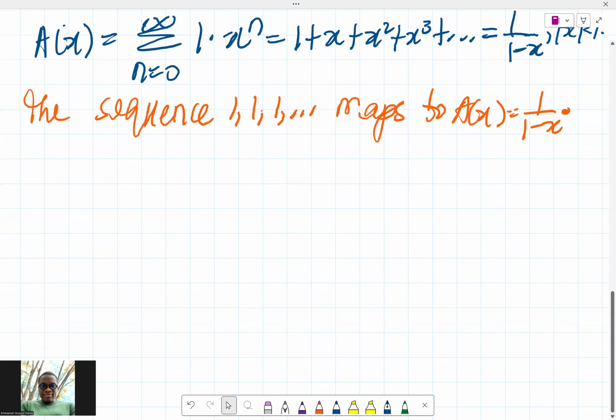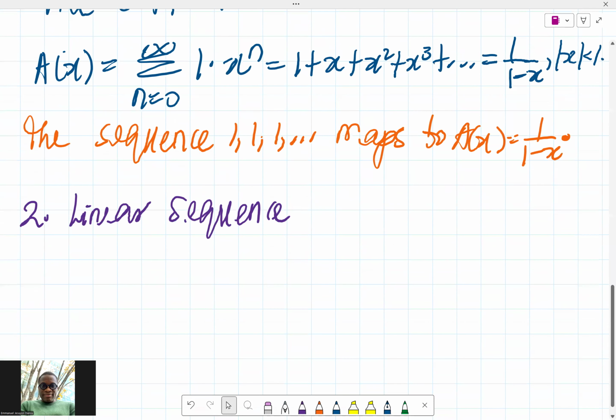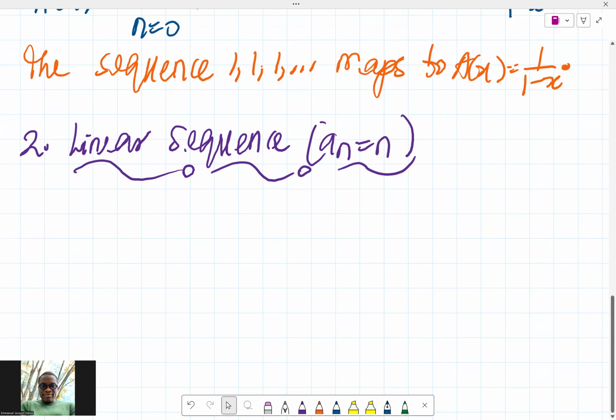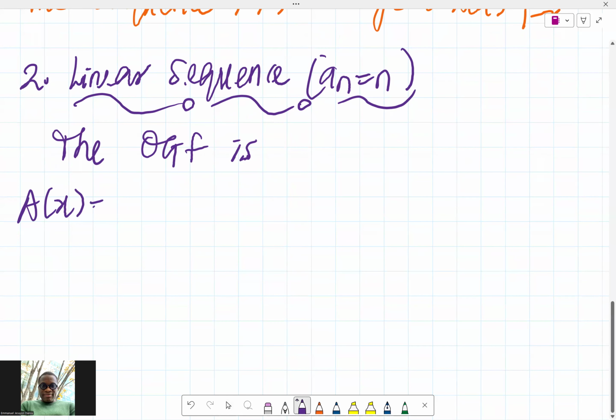Okay, so let's go to when we have a linear sequence. For a linear sequence, that is a_n equal to n. Of course, you already know the general formula. So we can just say that the ordinary generating function is A(x), which is equal to summation from n equals 0 to infinity. Instead of a_n now, the sequence, you have n multiplied by x raised to power n.